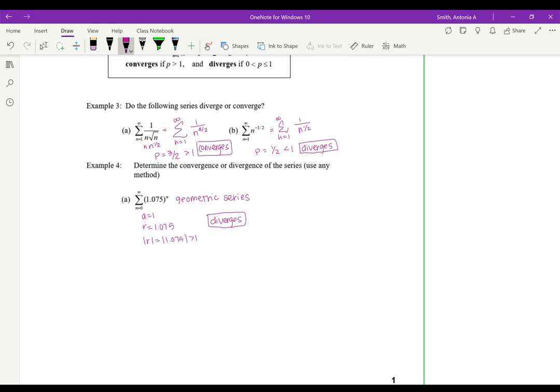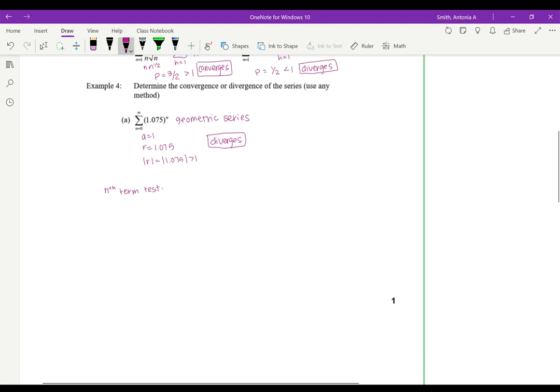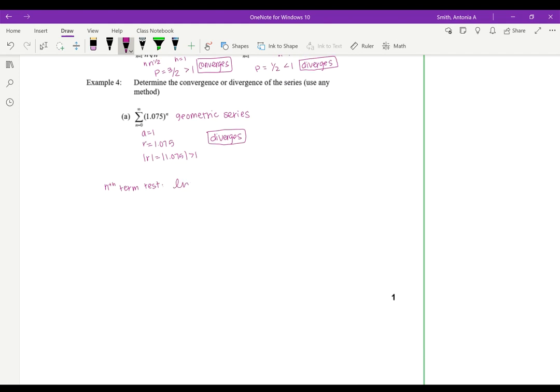If you didn't use the geometric series test, let's say we use the nth term test, we would take the limit as n approaches infinity of 1.075 to the n, which is just infinity. So this also shows divergence. Oops, diverges. Okay.